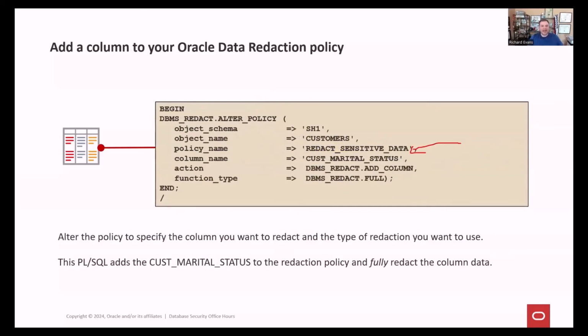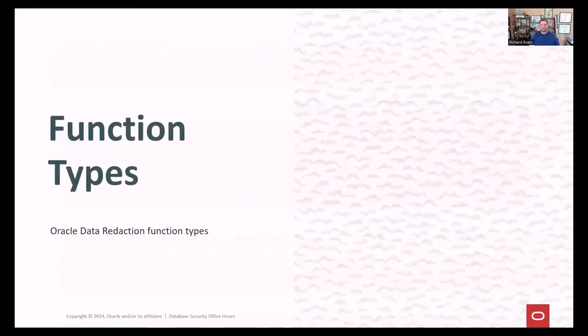What we do next, I'm going to add this customer marital status column to it. And then I'm going to add it to the policy with this add column function. And then I'm going to fully redact, right? I'm going to fully redact what that is, what data gets returned to the end user there. So, and we'll talk about what that means. It can return a varchar, it can return a space, it can return the date. It can return a null value. It depends on what type of function we use in there. When we use full, it's going to return just, let's say, a space if it's a varchar or a char value, okay? So let me talk about the different types that we can put in there, okay?